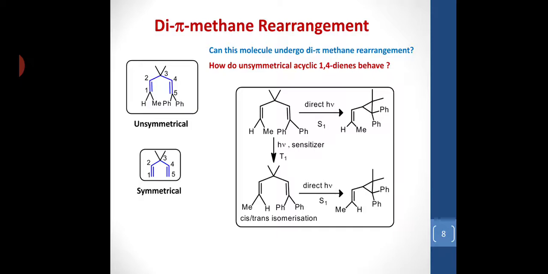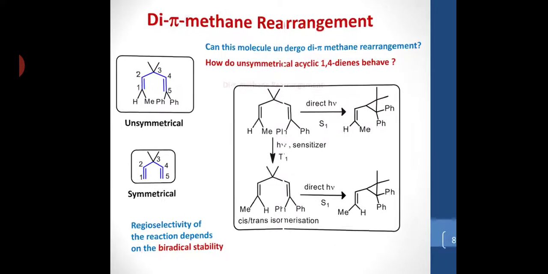The second thing which you should remember here is that since the molecule is unsymmetrical, there can be more than one di-pi-methane rearrangement product. But the regioselectivity of the reaction will depend on the biradical stability.